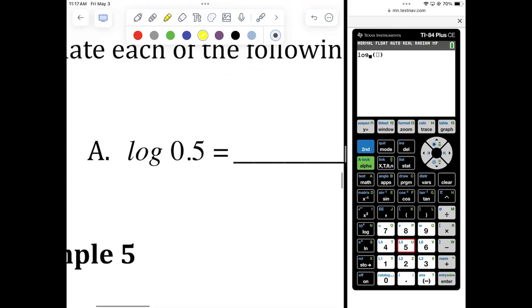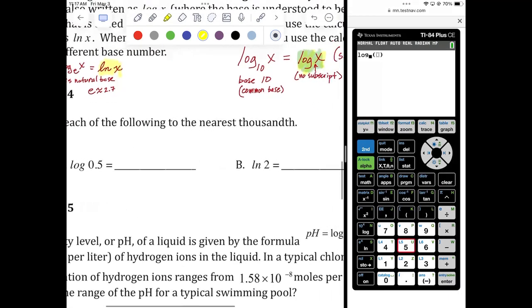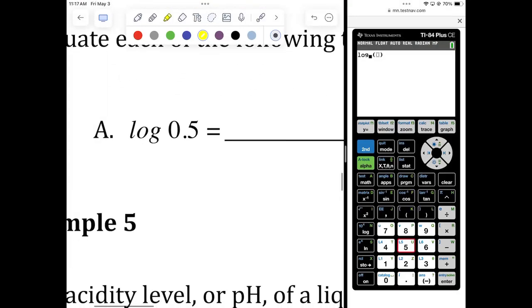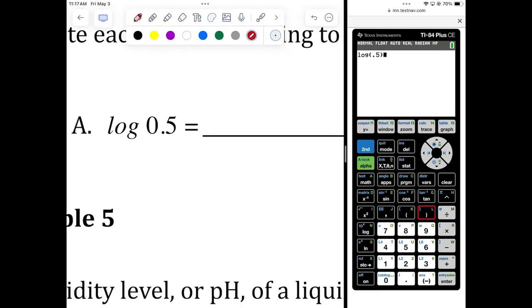All right. Let's see if we can answer this one. It says evaluate each of the following to the nearest thousandth. Log of 0.5. What base is that? It's log base 10. Do we have log base 10 on our calculator pre-programmed? Yeah, log of 0.5. Now, before I hit enter, which takes all the fun out of it, let's think about what an answer might be. We're saying 10 raised to some power equals 1/2. 10 to what power equals 1/2?